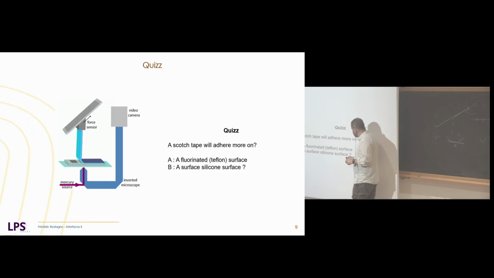So what's your guess? What will be the higher peeling force? What will give the largest adhesion, and why? But first, what will give the higher adhesion? We think it's the fluorinated surface. And we think it's the silicone surface. Okay, and why? So now, you mainly voted for silicones.